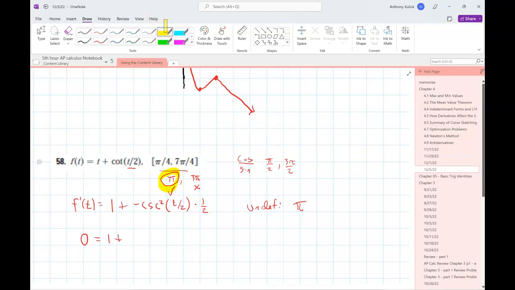Is f defined at pi? No. So do I need to worry about that as a critical value? No, I do not. We don't need to worry about it because it's not in the domain of f, right? It's inside of the interval that we want to find our maximum and minimum on, but it's not defined there. Anyways.